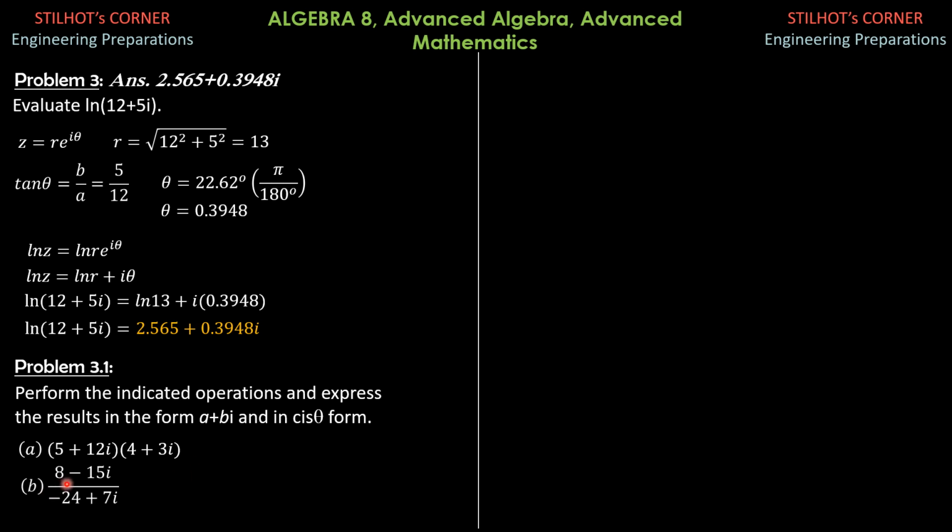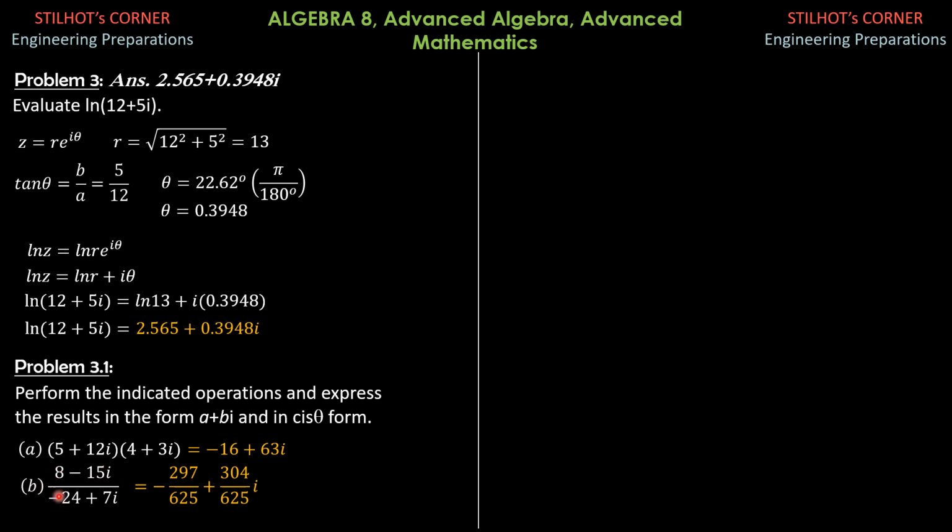And in the second part, let's have the first part first. It is negative 16 plus 63i. For the second part, we multiply and divide by the conjugate of the denominator. The conjugate of the denominator would be quantity negative 24 minus 7i. Then divide the same thing, negative 24 minus 7i. Then perform the expansion and show that the answers are negative 297 over 625 plus 304 over 625i.